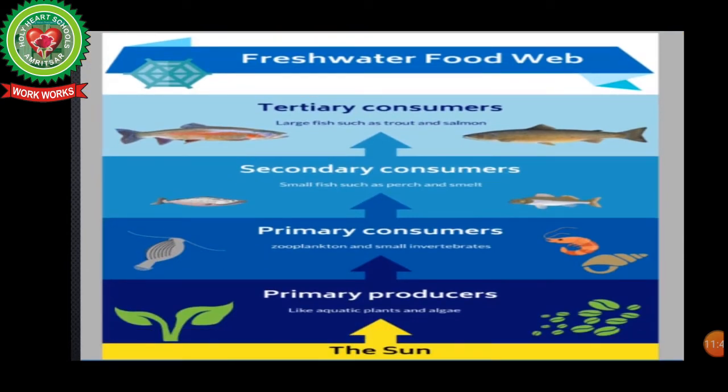Now, this is the freshwater food web, showing tertiary consumers, that is large fish such as trout, and secondary consumers such as small fishes, primary consumers like zooplanktons and small insects, and primary producers, and their main source is the sun. So this is the freshwater food web. The sun is providing energy to the primary producers. Then primary producers are consumed by the primary consumers. Then from primary consumers, the food web continues to the secondary consumers. Then from secondary consumers, it continues to the tertiary consumers.